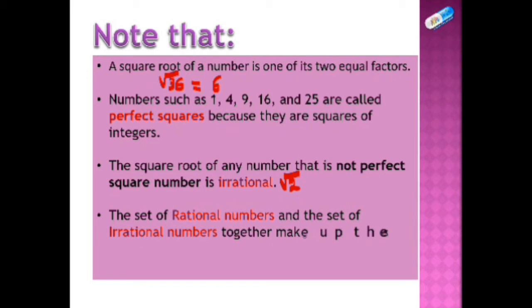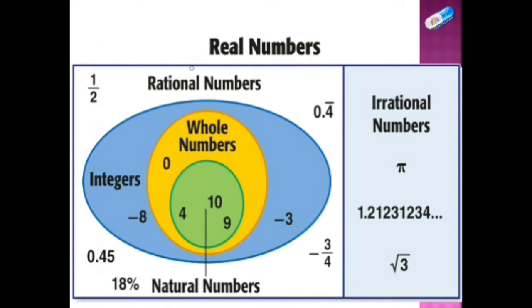The set of rational numbers and the set of irrational numbers together make up the set of real numbers. So when we put the rational and the irrational numbers together, we have a bigger set which is called real numbers. As you see here from this Venn diagram, we have the natural numbers, which are just the positive integers, the positive whole numbers, and the bigger set is whole numbers, where we have 0 and all the positive whole numbers. After the whole numbers, we have the set of integers, where we have 0, positive, and negative whole numbers.